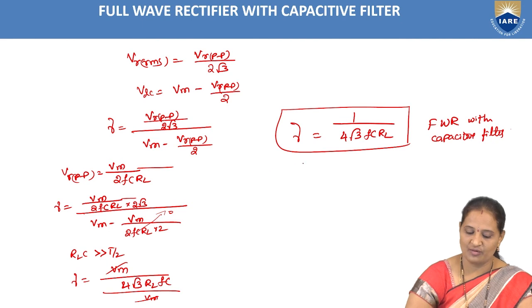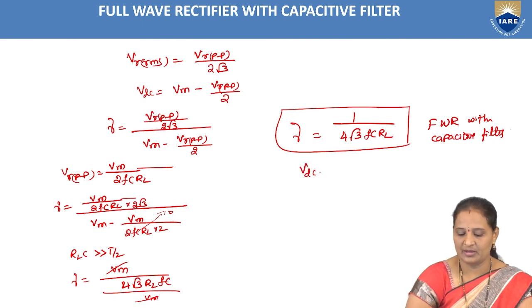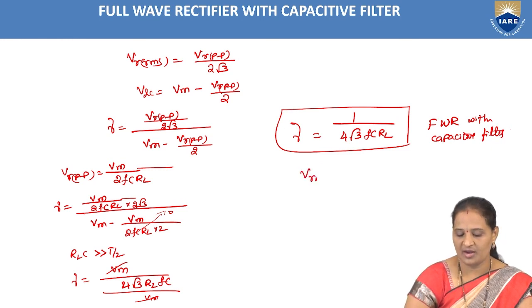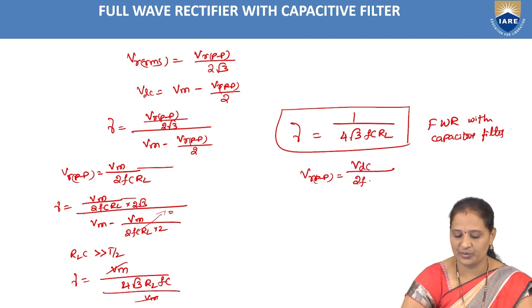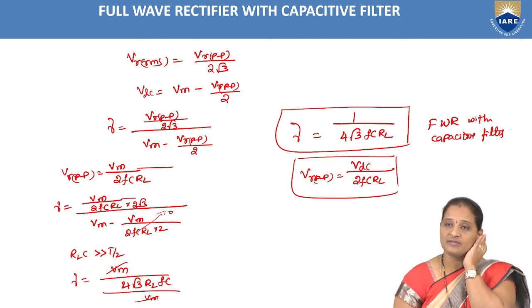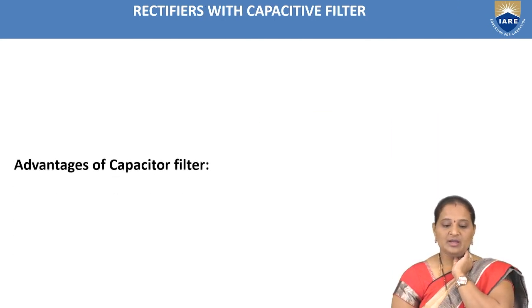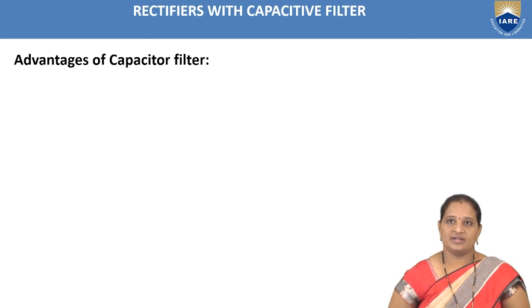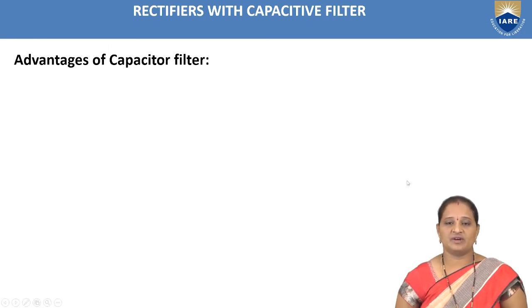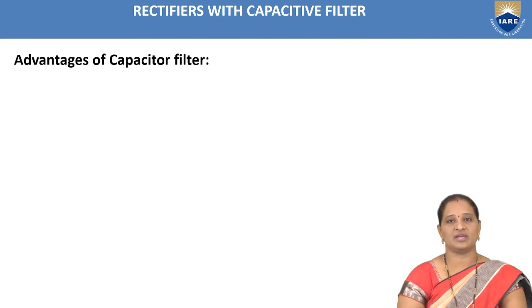And we already know that VR peak to peak is equal to VDC divided by 2 f C RL. So these are the formulas that we have to remember. This is the ripple factor of the full wave rectifier with capacitive filter. So this is about the rectifier and its operation with the capacitive filter, and we have derived the ripple factor equation for half wave rectifier and full wave rectifier with capacitive filter.